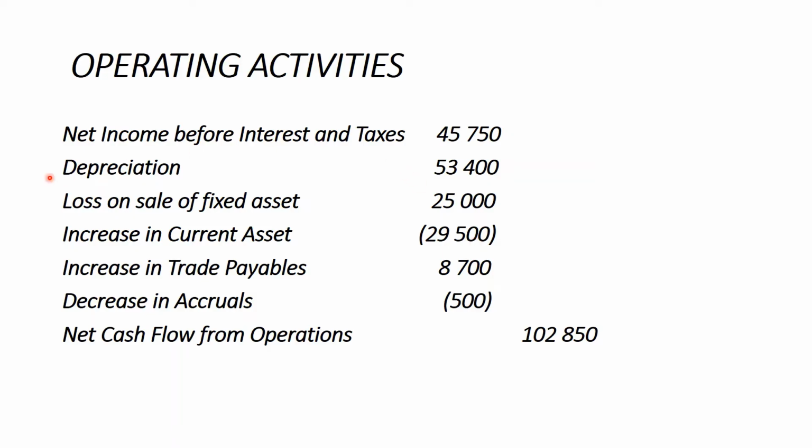All right. So the net income before interest and taxes was 45,750 from our workings. The depreciation from the additional information, 53,400, and the loss on sale of fixed assets from our workings, 25,000. These two we add back because they are not involving the movement of cash at all. They are notional figures just calculated and put into the income statement. So we have to add them back to get the cash from the profit.